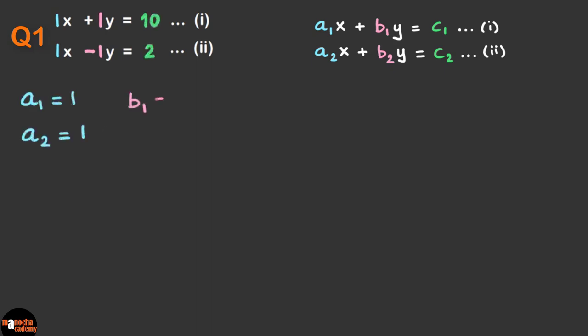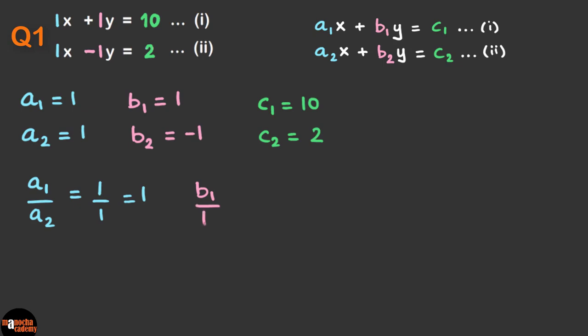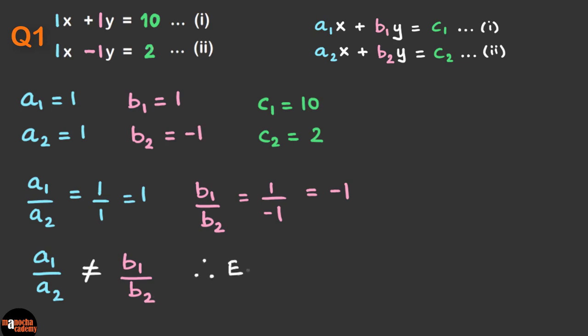Let's write down all the coefficients clearly. Let's calculate a1 by a2. So that's going to be 1. b1 by b2 is going to be minus 1. Can you see that a1 by a2 is not equal to b1 by b2? So this is our case 1. Therefore, the equations have a unique solution. Using this method, we know that these two equations have a unique solution even without solving the equations.